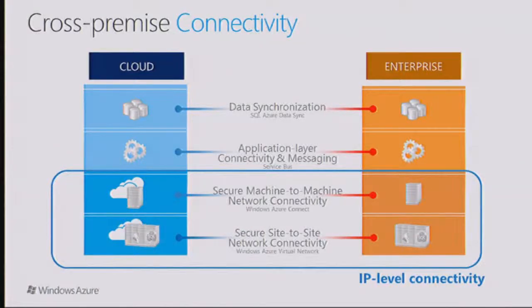Okay, so I'm hoping that most of you can remember that diagram. Let me just find it for you. This diagram here. Notice that the thing called Windows Azure Connect is the third connection down, and that's secure machine-to-machine connectivity. That's what Windows Azure Connect is. So, can you use Windows Azure Connect to connect on-premises to VM roles? Yes, you can.